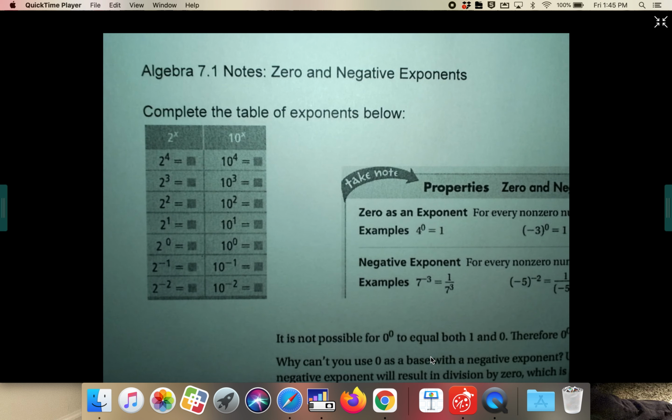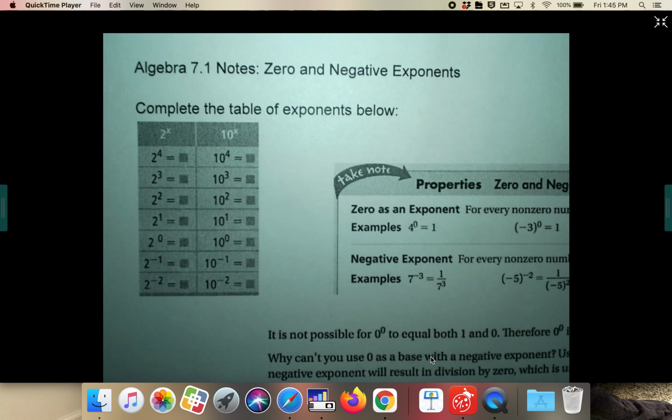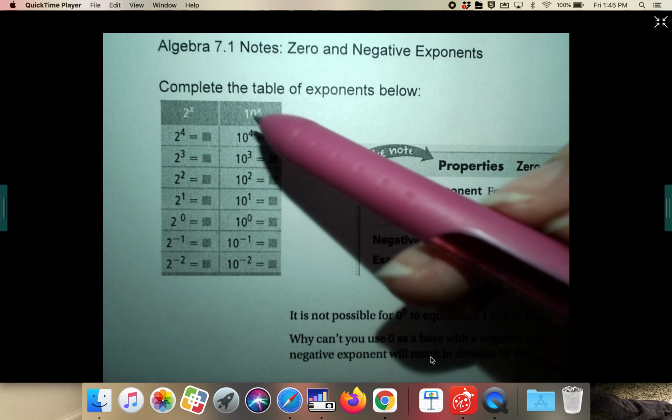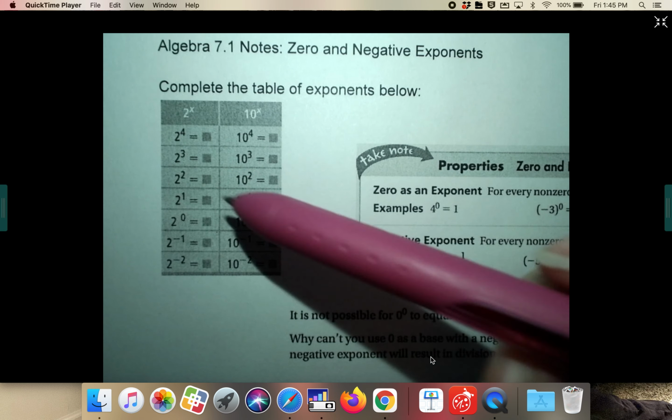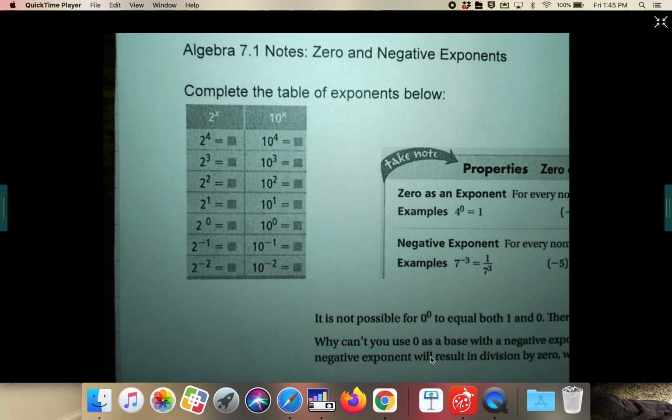We are starting Module 7, which is all about exponents. So for Algebra Lesson 7.1, I would first like you to start by looking at this table of exponents right here. It's a little dark, it's a little hard to see, so try to fill it in.